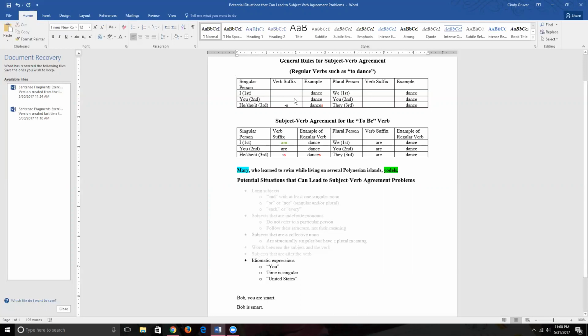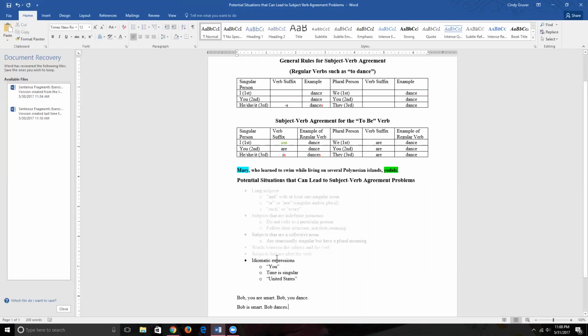So all I'm noting here is that in this case, the you second person singular is different than the he, she, it third person singular, that we have an S in one situation and not, or an are if we're using the to be verb versus an is. So let me switch this up. Bob, you dance, or Bob dances. Okay, so that's you.